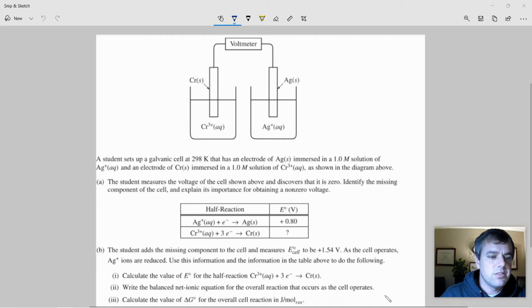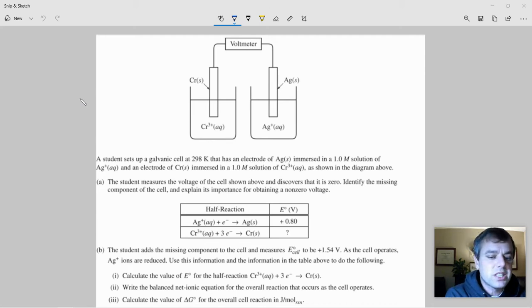I want to start us off with this free response problem where a student sets up a galvanic cell with a silver electrode immersed in a 1 molar silver solution and an electrode of chromium immersed in a 1 molar chromium 3 plus solution, as shown in the diagram above. So the student measures the voltage of the cell and discovers that it is zero. Identify the missing component of the cell, and explain its importance for obtaining a non zero voltage.